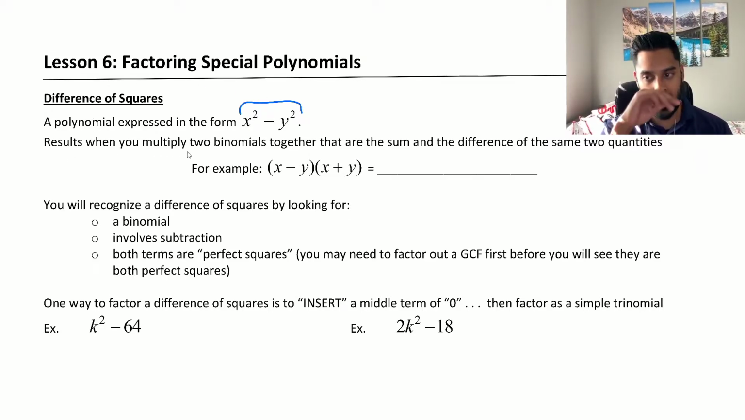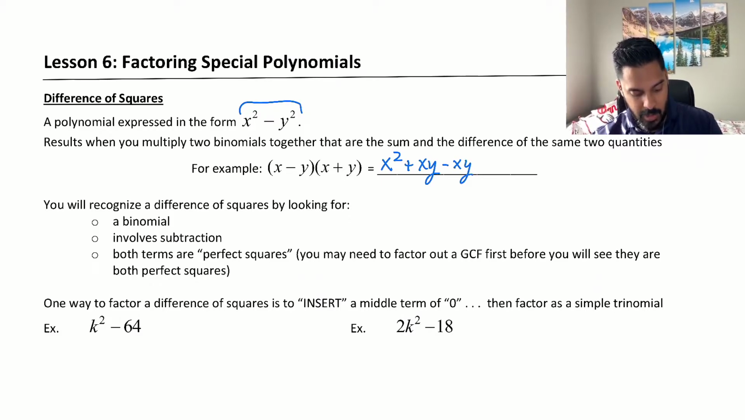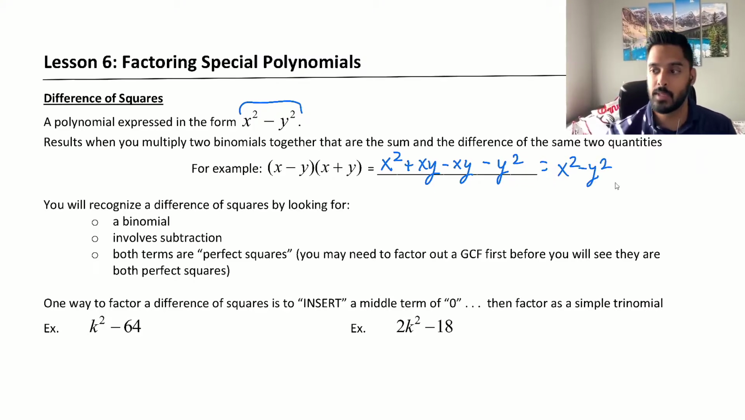Okay, and this results when you multiply those two binomials together that are the sum and the difference of the same two quantities. So this is really what happens. So you can see the sum and the difference of the same two quantities, x and y. For example, if I actually did the distributive property and multiplied this out, we would see that it is going to be x squared plus xy minus xy, and then a minus y squared. Now the reason why this is quite nice, those two middle terms of plus xy and minus xy actually are canceling each other out. So really, this is equal to x squared minus y squared. That's what we call a difference of squares.